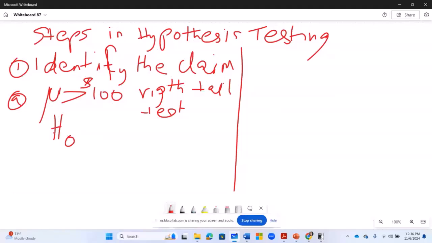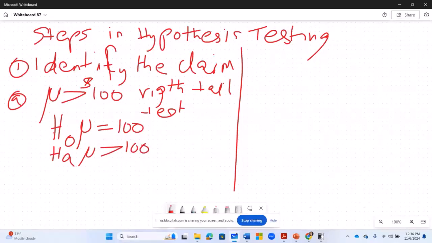H0: the mean cost of a TI-84 calculator is equal to $100. Why? You're going to ask me, why did I use equal to? Because the null hypothesis always uses the equal sign. You cannot use another inequality for the null hypothesis. Then the alternative hypothesis, you will now say mu is greater than $100. So the alternative hypothesis states exactly what the claim is.